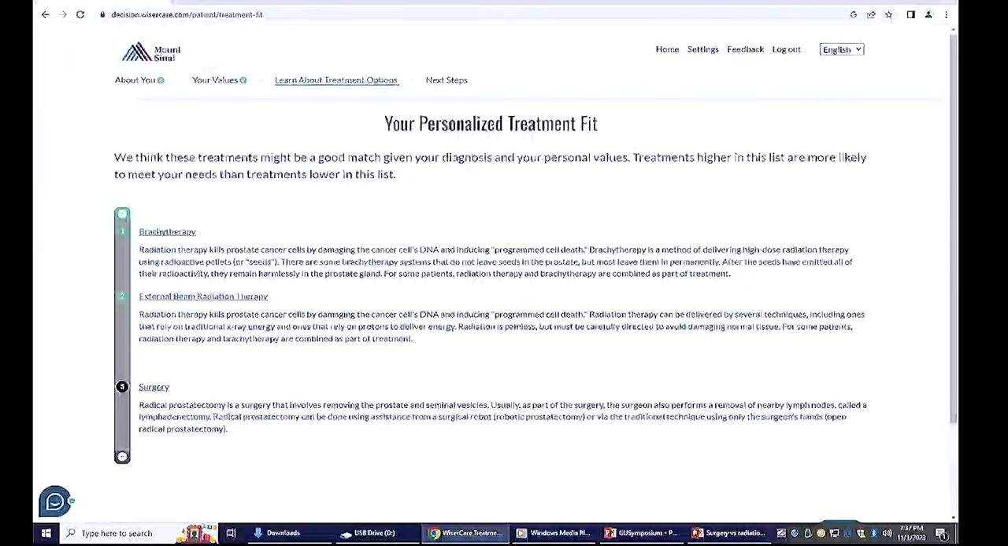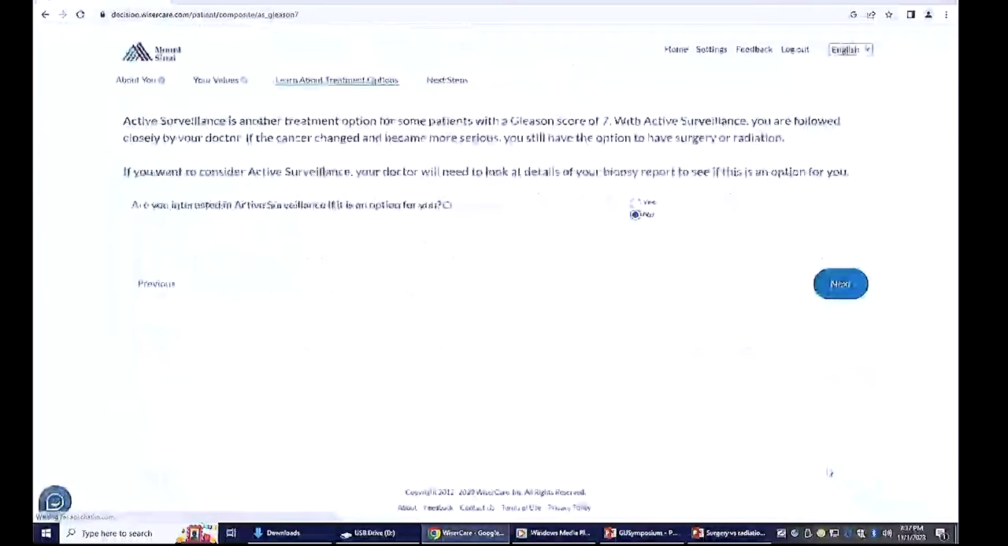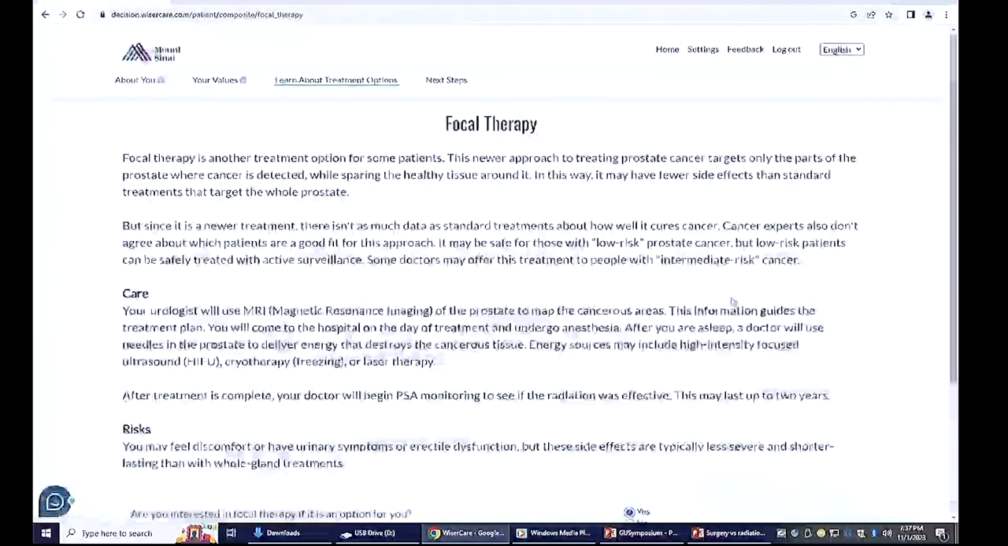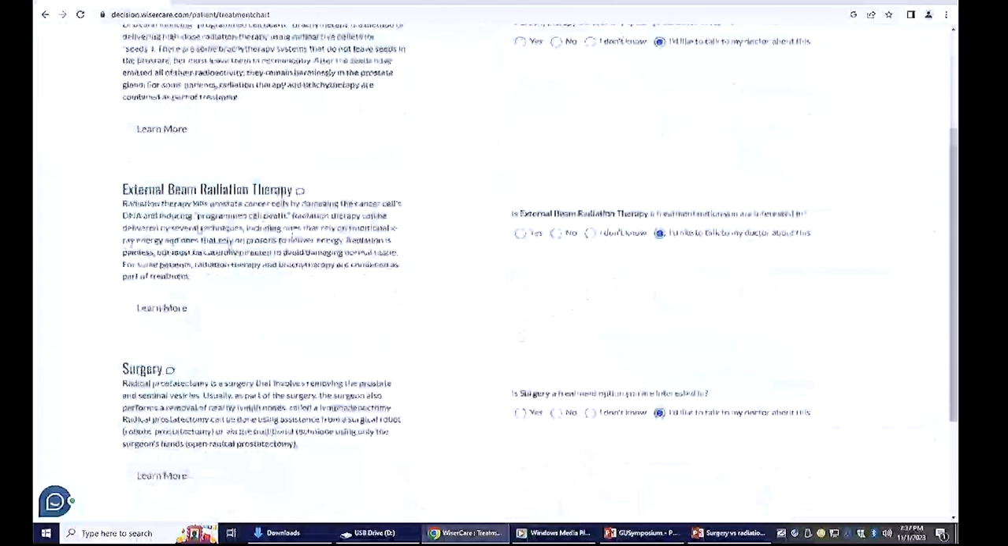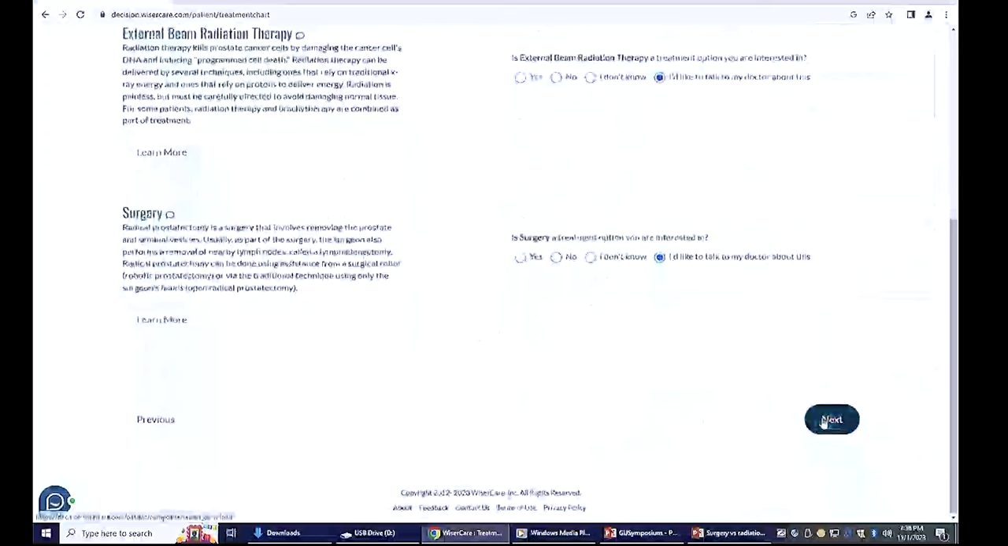So according to the personalized treatment fit, brachytherapy is the best option for you that will meet all your choices. External beam radiation is the second option, and surgery would be the third option. And we talk about active surveillance. We talk about focal therapy at this point. And since you said brachytherapy was the most important thing, I would spend more time talking with you about brachytherapy, radiation therapy. And then based on the discussion and showing the data, if your preferences change, I'll tailor the discussion to that.